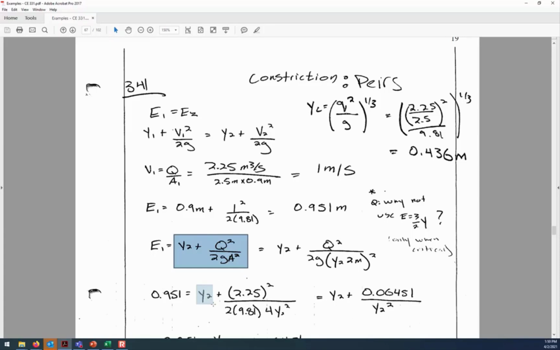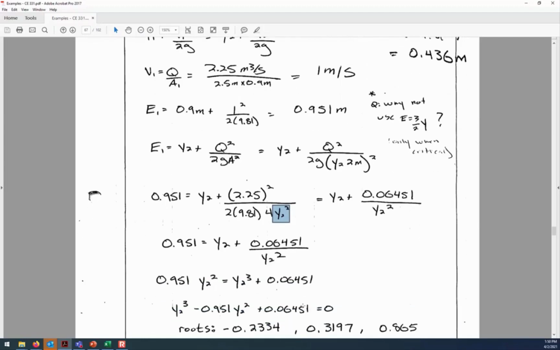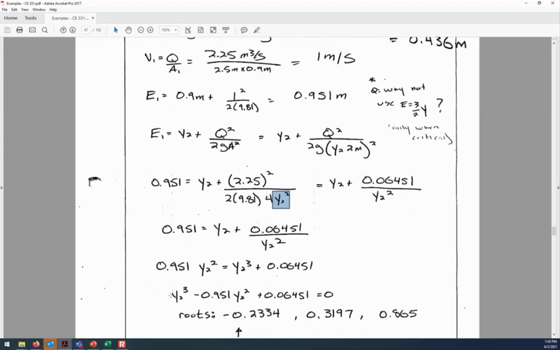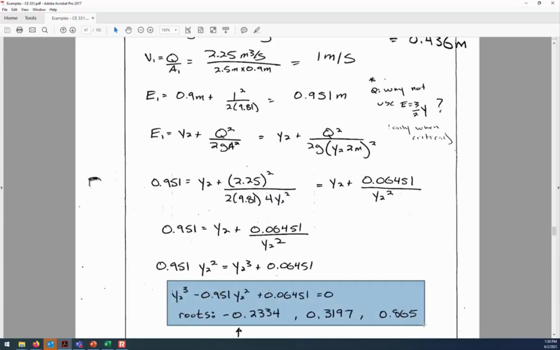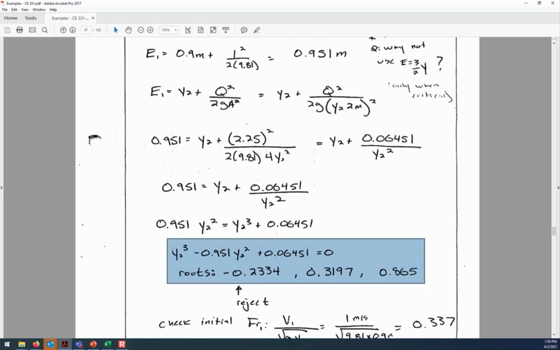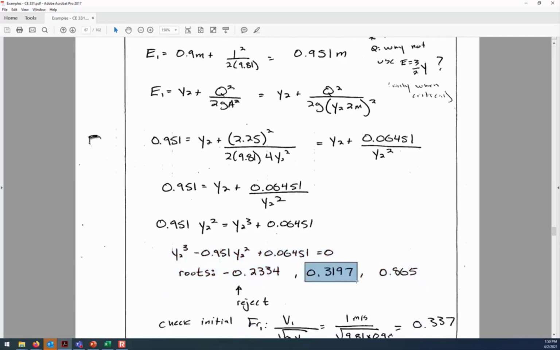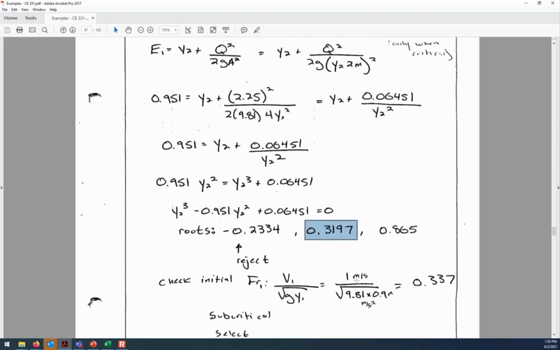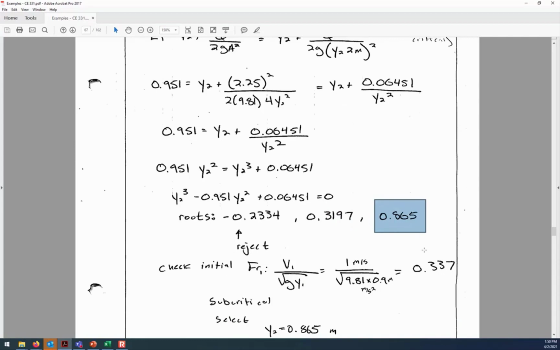And the unknown depth occurs both in the y2 term and in the area term, which is down in the denominator. So we rearrange that into our cubic equation and find 3 roots, 3 solutions to that equation. We reject the negative root. The supercritical depth doesn't apply because we had subcritical conditions at 1. Remember, by comparing the depth to the critical depth, or we could have checked the Froude number upstream. Either way, it tells us that the new depth is going to be 0.865 meters at the constriction.